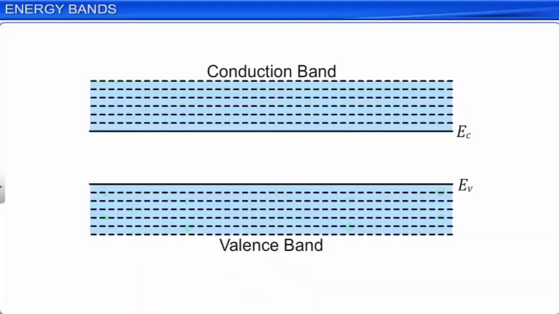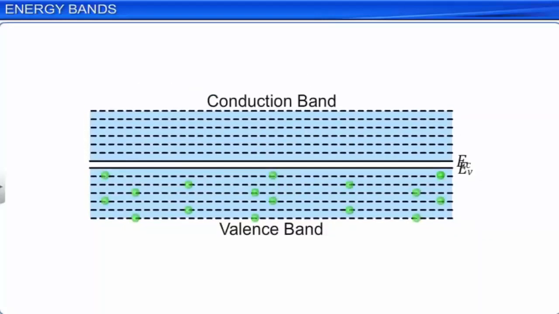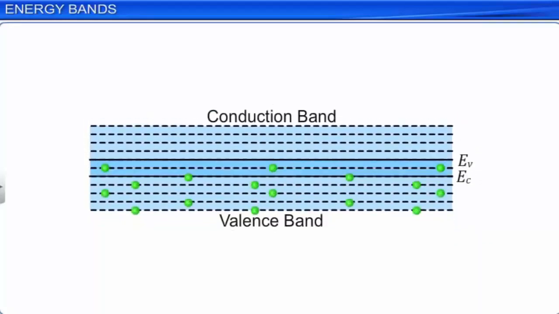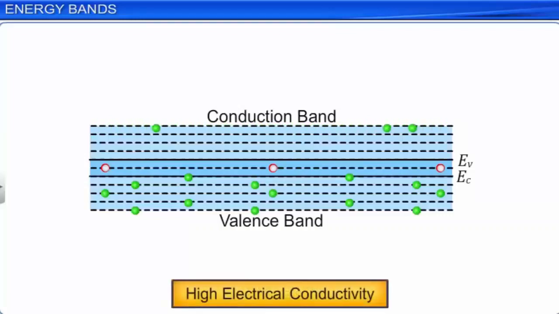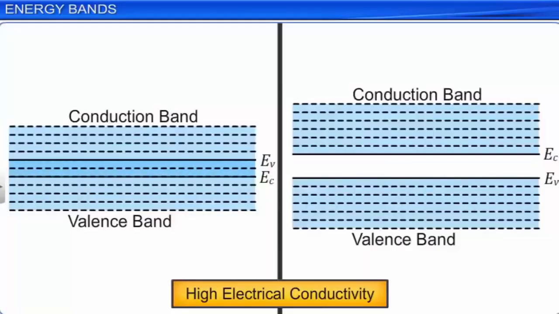Now let us look at the situation where the conduction band overlaps with the valence band. In this case, the valence band electrons are available to move into the conduction band and thus are readily available for conduction, which happens in the case of metals. Since a large number of electrons are available for conduction, the electrical conductivity is very high for such solids. We know that solids having very high electrical conductivity are called conductors.